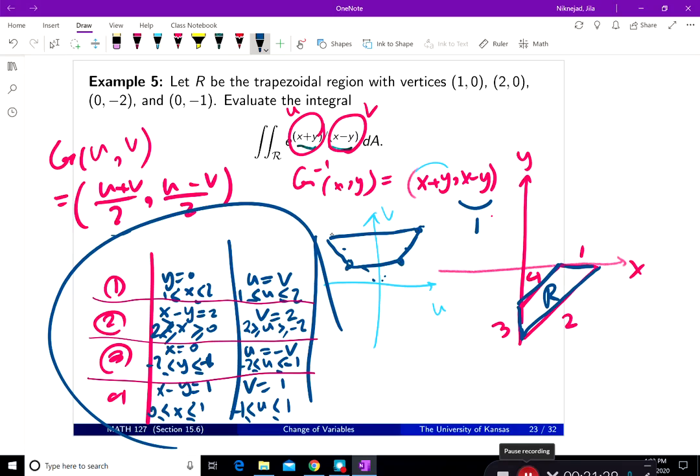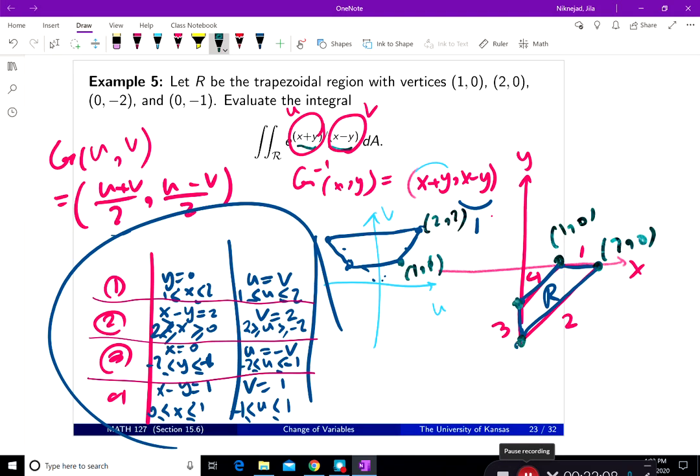I'm looking at these 4 points and I'm comparing them to these 4 points. Let me draw another color. Here, here, here, here. This point is 1 and 0. Let's plug in 1 and 0 into G inverse, and I get point 1 and 1, and that's this point. Then let's plug in 2 and 0 into here, and you get 2 and 2, which is this point.